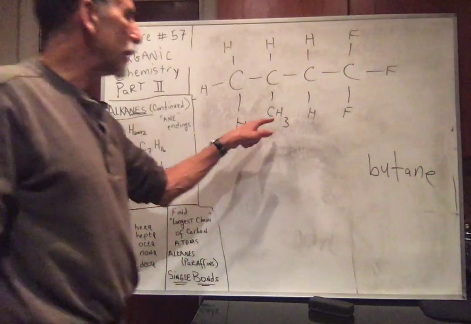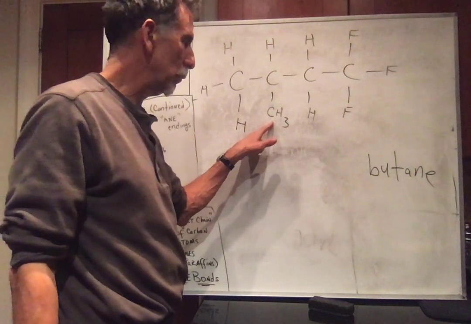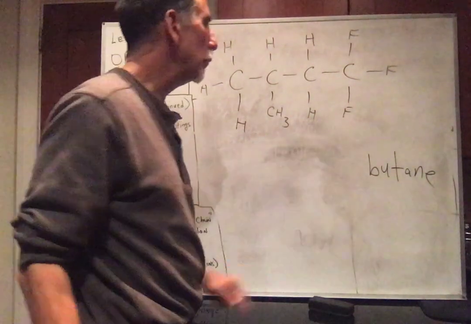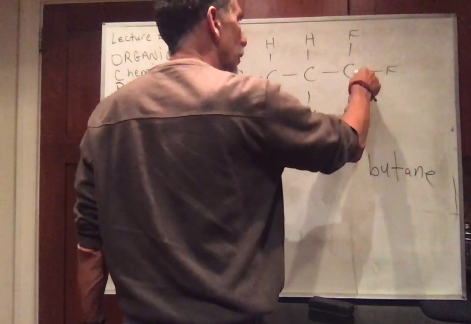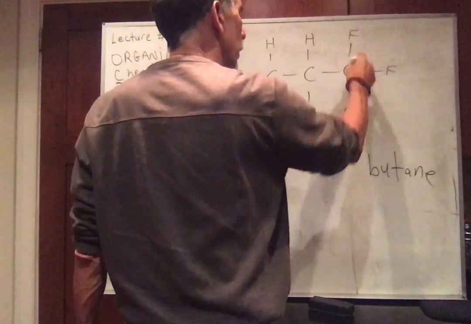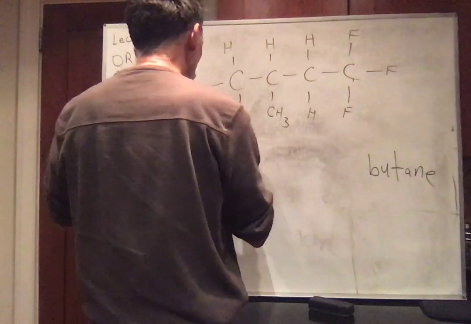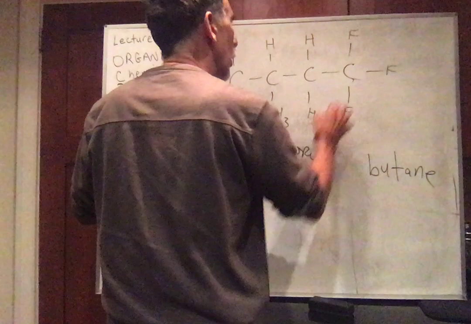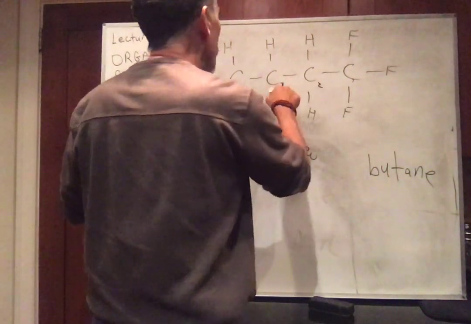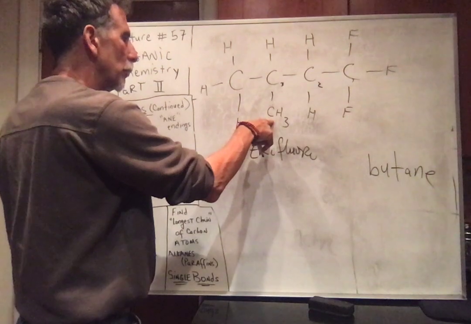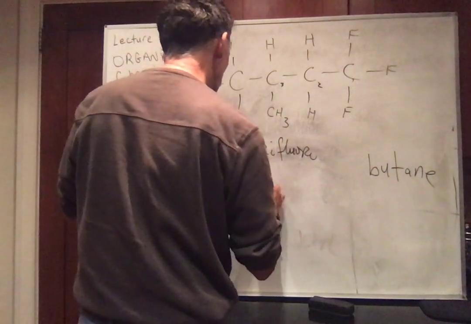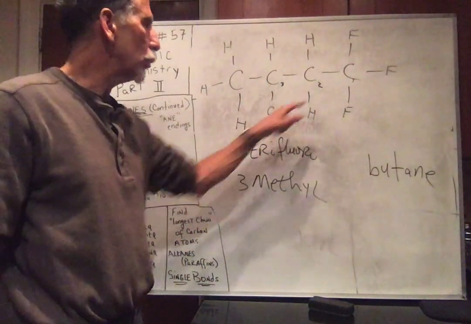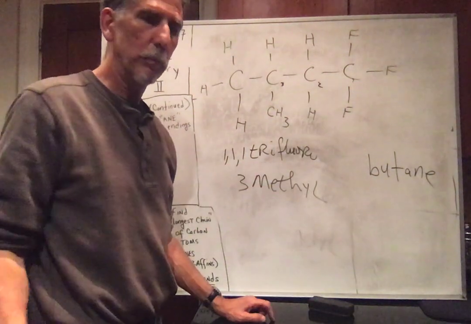So what do we have here? Well, CH3, if you remember, is methyl. F is fluorine. What comes first, fluorine or methyl? Fluorine, right? So we're going to start at this end because this is going to give us 1, 1, 1, trifluoro. So this is carbon 1, carbon 2, and on carbon 3, we have a methyl. So this molecule is 1,1,1 trifluoro 3 methyl butane.